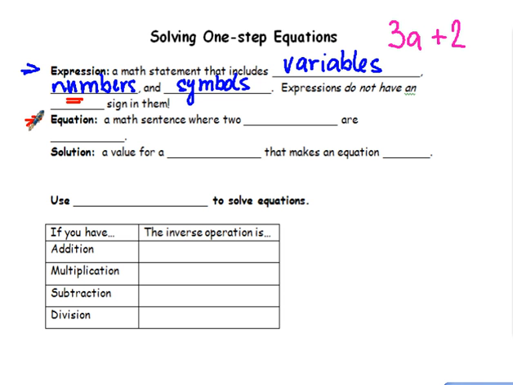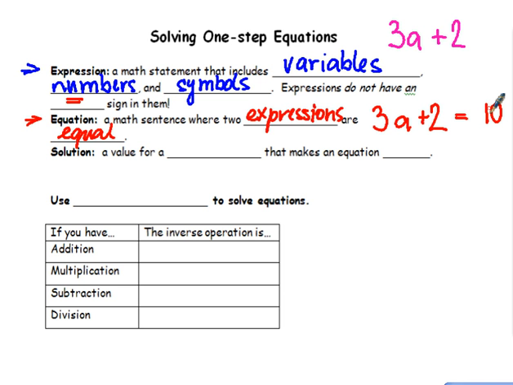An equation is a math sentence where two expressions are equal. Fabulous. How can we make that? For example, we take the expression we had here, 3a plus 2, equals 10. This is an equation.